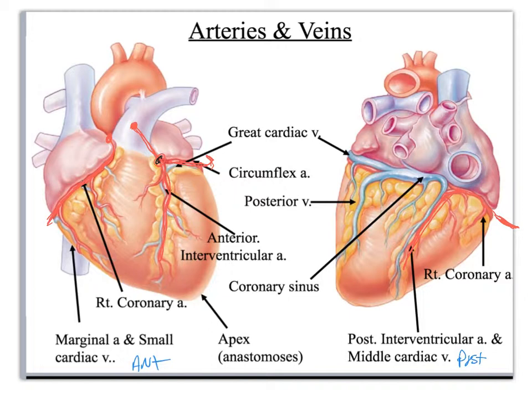The venous drainage, okay, you have the middle cardiac vein coming up here, and, excuse me, the great cardiac vein coming up here, wrapping around here, going into the coronary sinus. On the posterior side, you have the middle cardiac vein emptying into the coronary sinus. So you're just going to know those two. And then the coronary sinus empties into the left atrium.